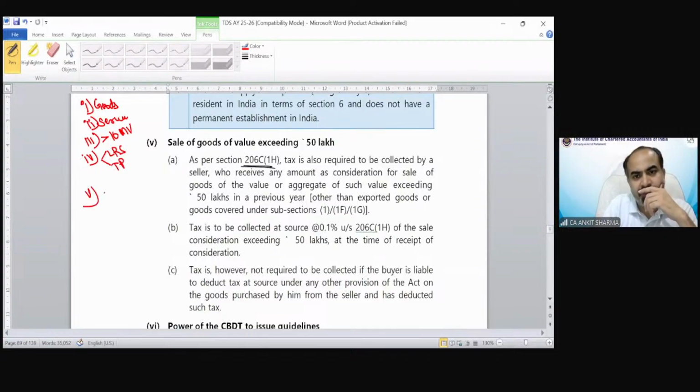Now the fifth one, 206C(1H). You might remember we left one section in TDS, and I had said that we will cover that section when we discuss the provisions of TCS. So does any one of you remember which section it was? What did we skip in TDS? Joinder is saying, absolutely correct, 194Q. Almas also gave the correct answer.